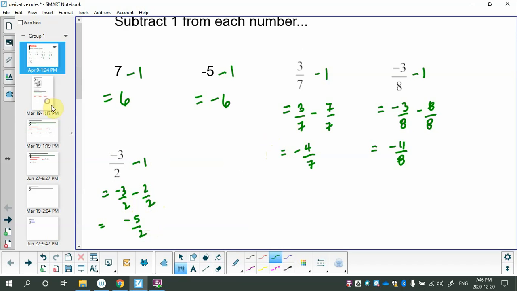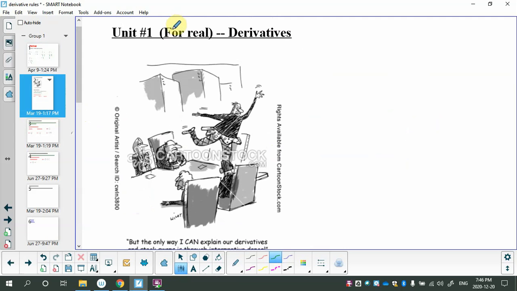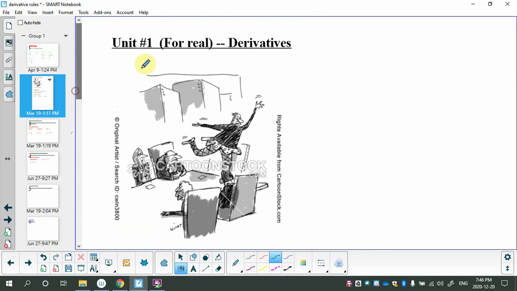So let's start. This is the unit 1 for real derivatives. For real because limits really is the unit 1, but this is the first new unit in calculus. Now, I've got some rules, but I just want to list some things that are the same as derivatives. So derivative, I should have mentioned, is the same thing from the limits unit as m-tan. So derivatives is a fancy way of saying slope of the tangent.